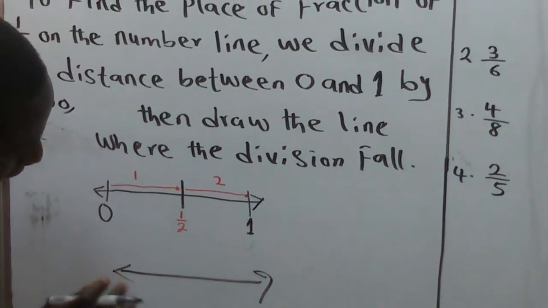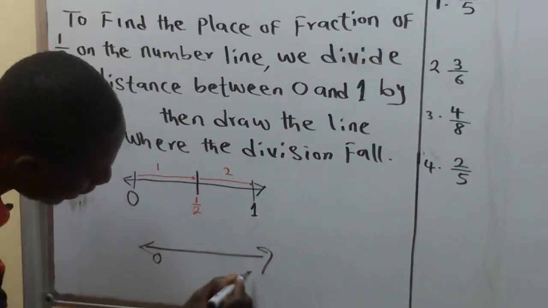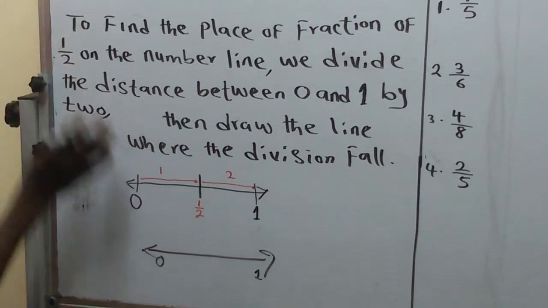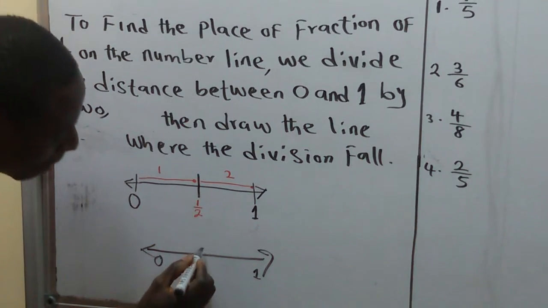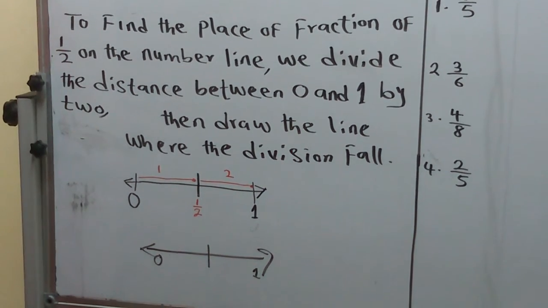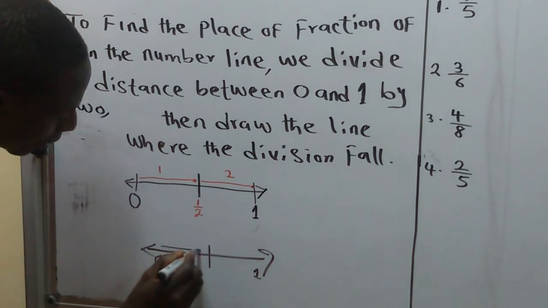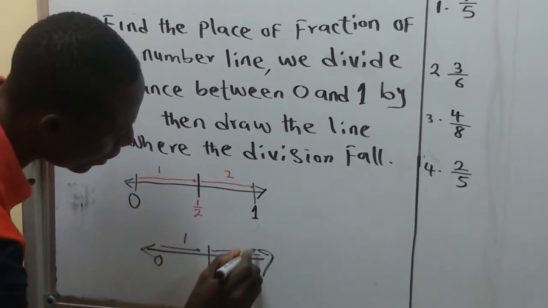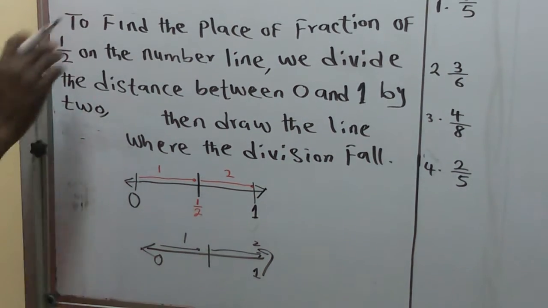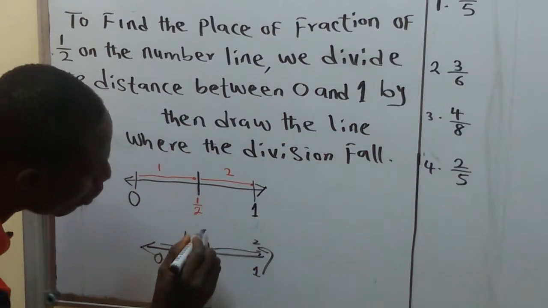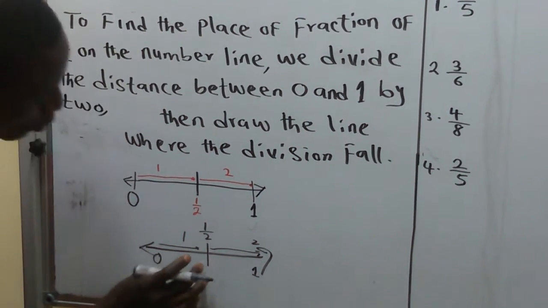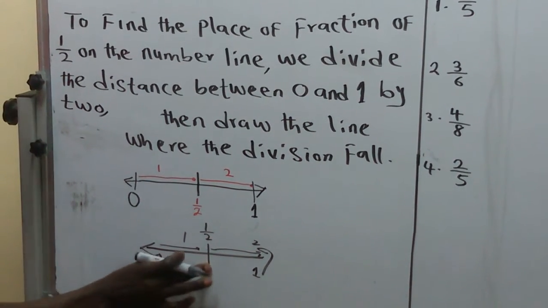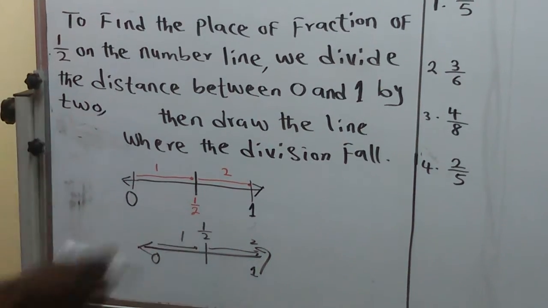Now, this line from here is 0 and here is 1. From 0 to 1, because it is 1/2, you have to divide the line by 2. From here to here is now 1. From here to here is now 2. But they ask you to find 1/2, so you write your 1/2 where this division is made. At the point of division, you write your 1/2 here.